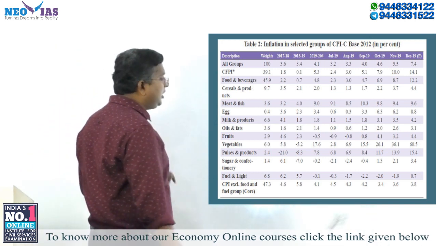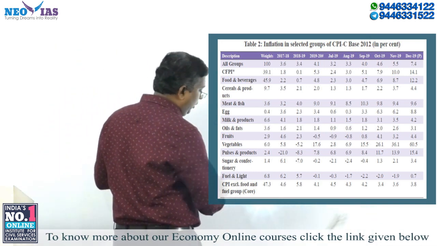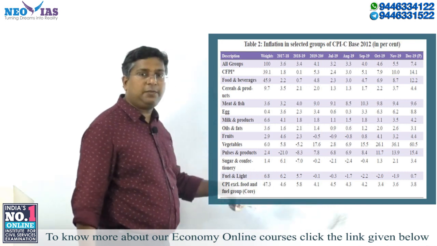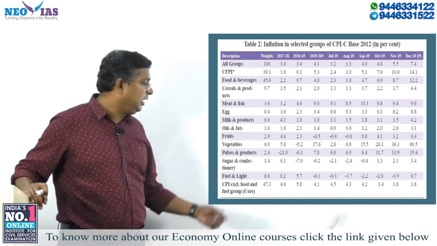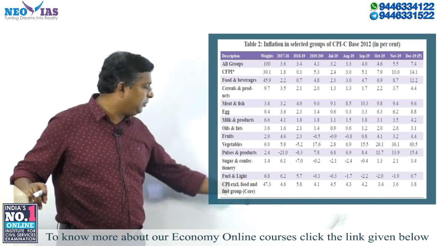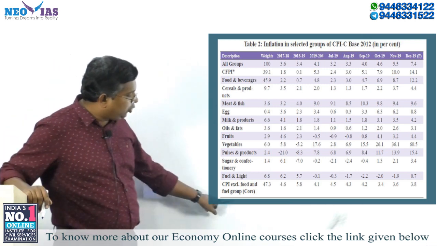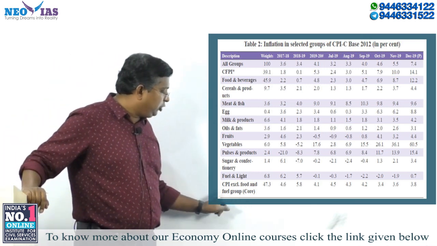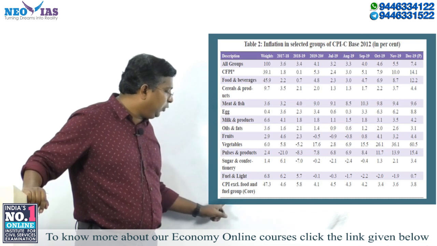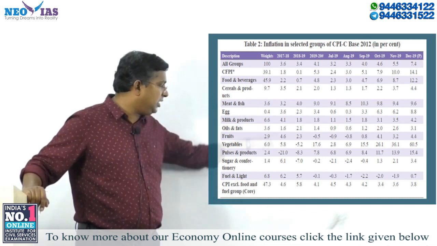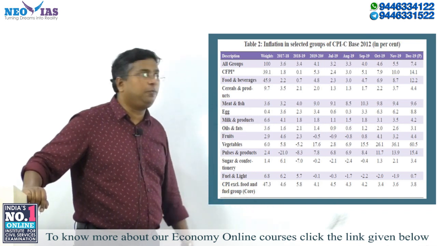In the consumer price index combined, fuel and light has a lower weightage compared to the wholesale price index. In the wholesale price index, fuel is given higher weightage, but in the consumer price index, fuel and light is given a lower weightage. Now, this is core inflation. Consumer price index excluding food and fuel group is core inflation. In core inflation, the weightage is around 47.3.